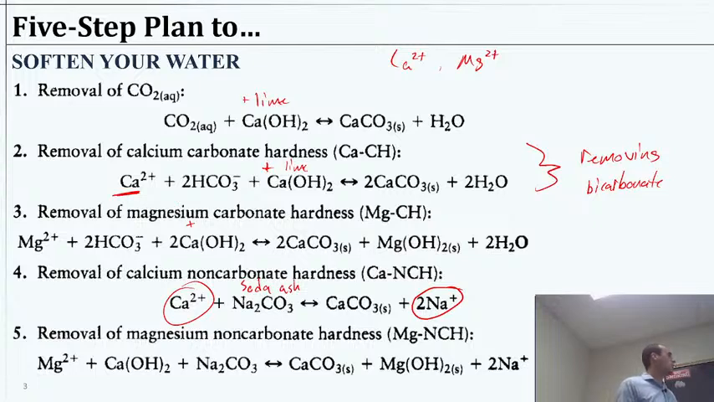Okay, and the last step then would be removal of magnesium non-carbonate hardness, and it's just like you might expect. Well, we have to add in some calcium in the form of lime and some of the soda ash so that we get all of the ingredients necessary to precipitate a bit more magnesium and also get rid of the calcium we just added. So the final step is adding lime and our soda ash to precipitate the calcium carbonate and then magnesium hydroxides.